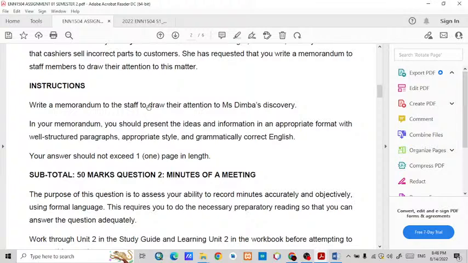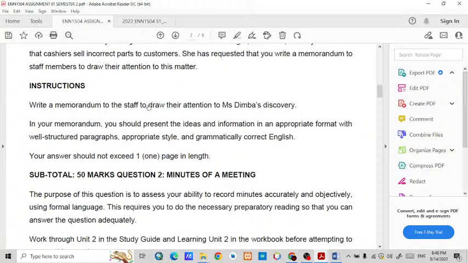In your introduction, you'll alert the staff that, okay, Miss Timber has discovered something. And then you can keep it short. You can make it very short, 1 or 2 lines or 2 to 3 lines. It's up to you, as long as it's clear that Miss Timber has discovered. You are explaining to them that Miss Timber has discovered that the cashiers were selling incorrect parts. So that's gonna be in your introduction.